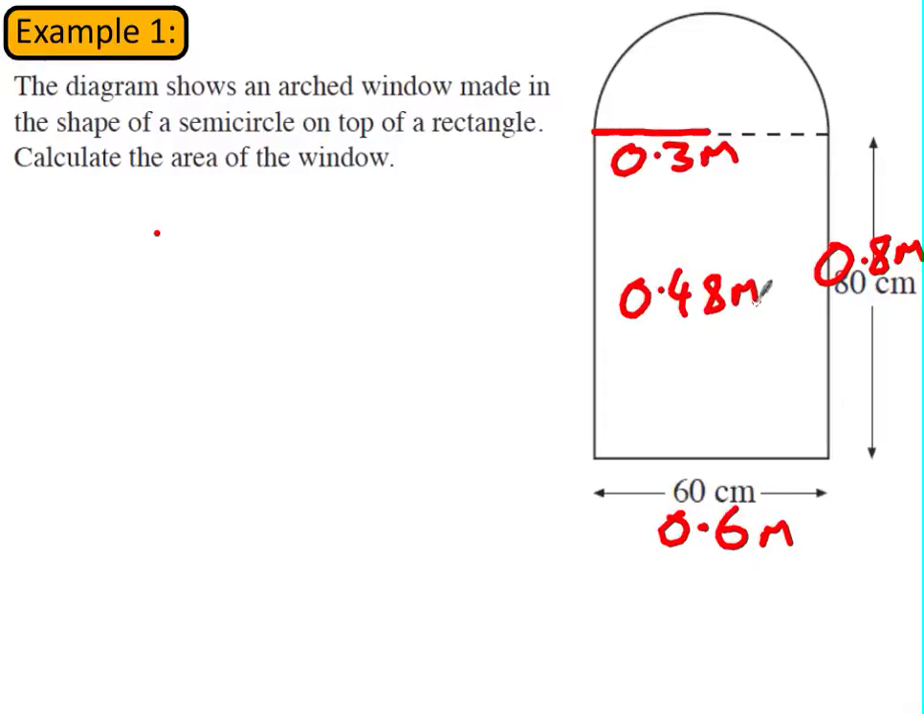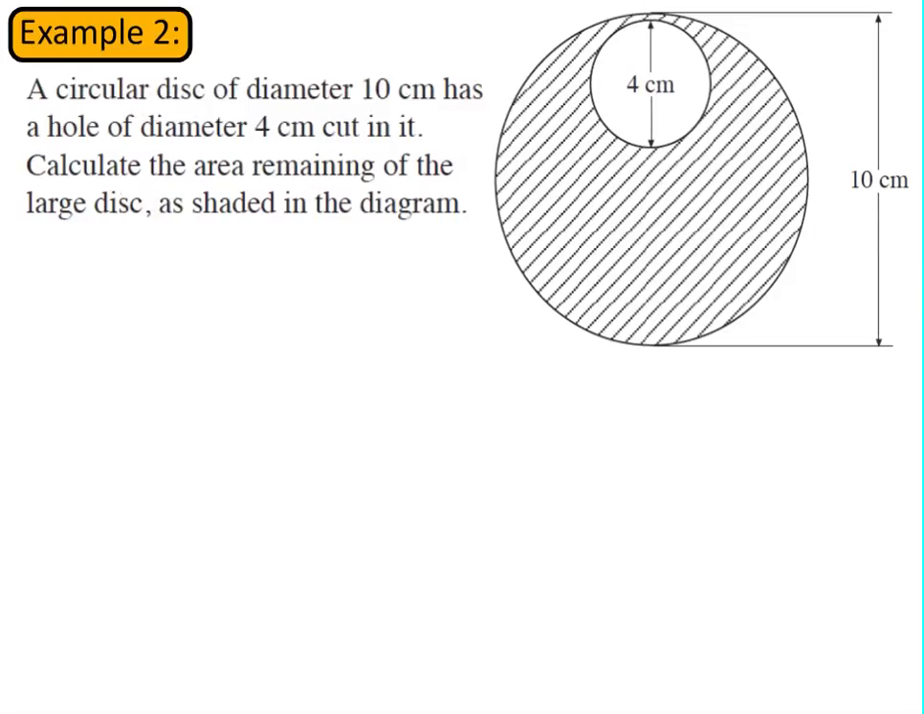0.48 metres. The circle, well, if I do 0.3 squared multiplied by pi, and then I divide the answer by 2, I get 0.14. So if I add these together, I get my final area of 0.74 metres squared. Okay, moving on to the next example.